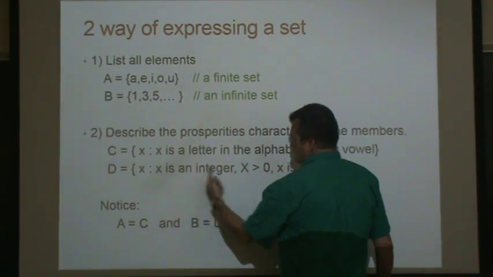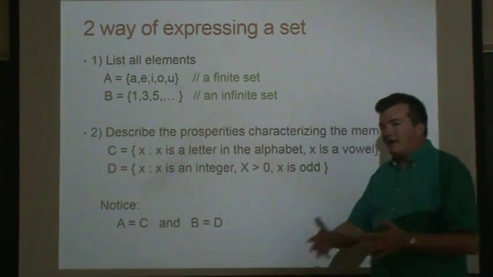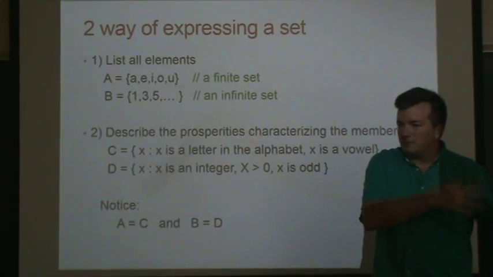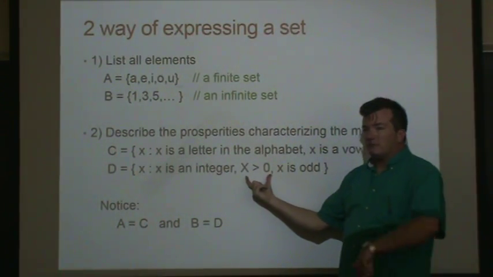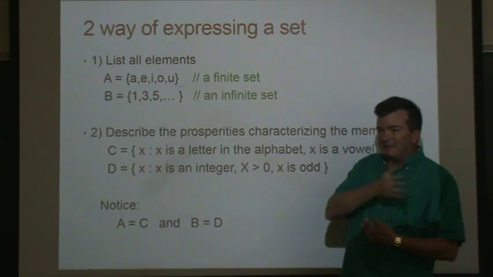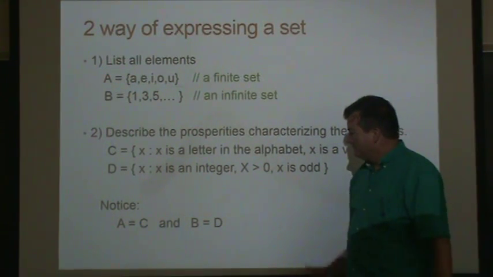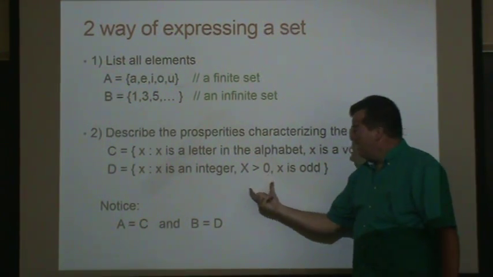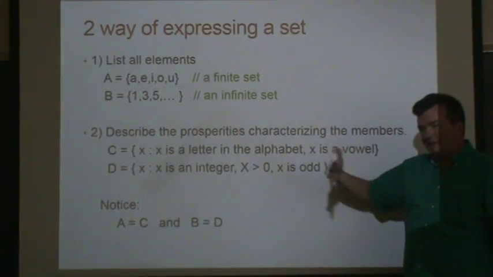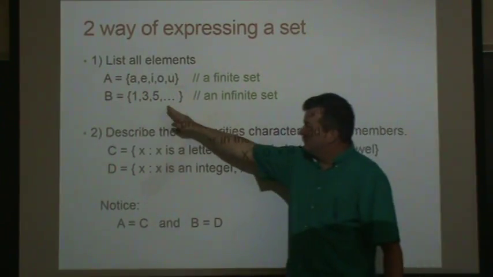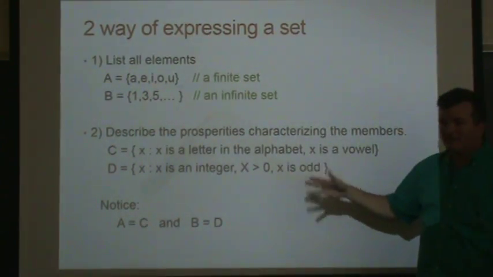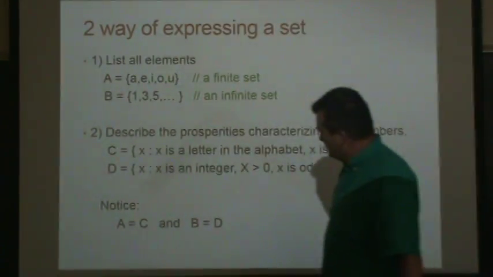I'm saying x is an integer. So that's all integers from negative infinity all the way to positive infinity. Then I'm saying only the ones that are greater than 0. So I made a smaller subset, still infinitely long. And then I said only the ones that are odd, so I knocked out all the even ones. So really, D and B are the same thing. This and this are two ways of saying the same set. Okay.